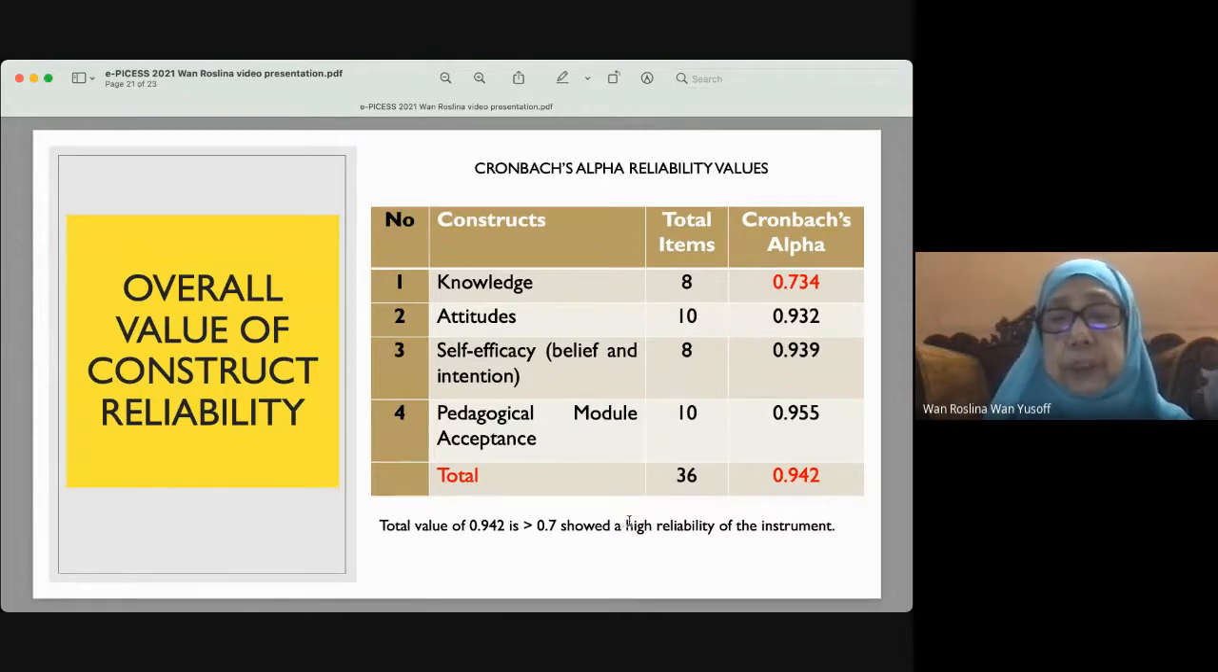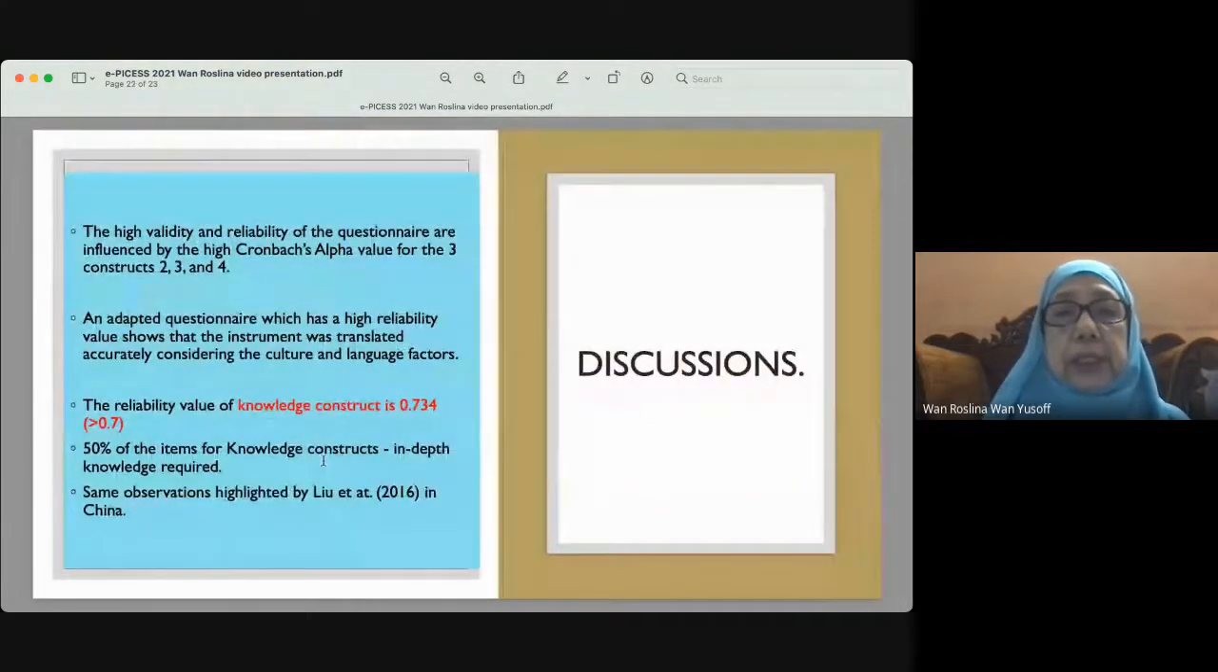It could be because this instrument was adapted. So it's good, except that for knowledge it's 0.734, which is still greater than 0.7 but borderline. Upon this, when we checked through, 50% of the items for the knowledge construct need in-depth knowledge. So this is lacking among the preschool teachers, and the same observation was highlighted by Liu in China. So that's all. Thank you.